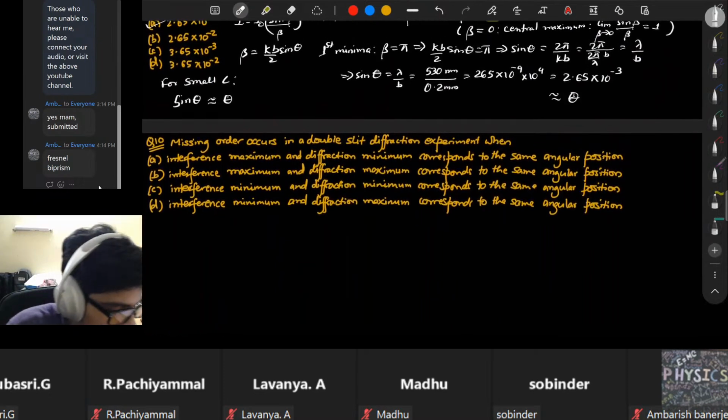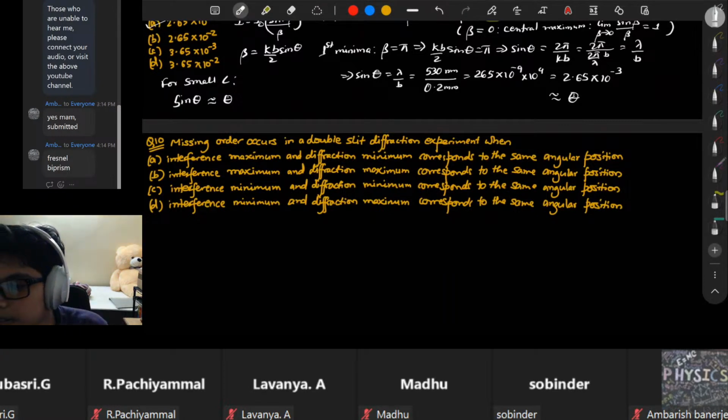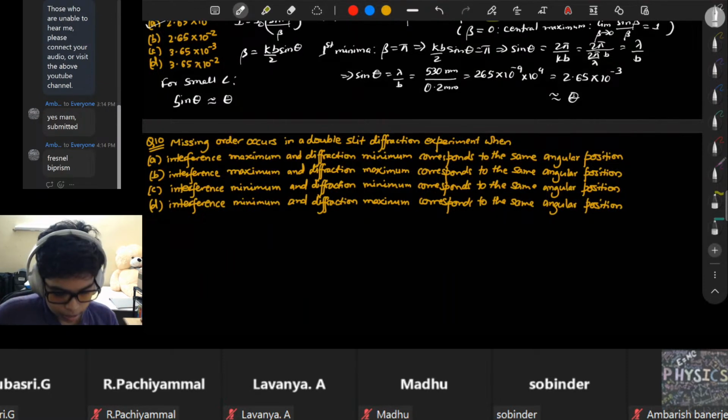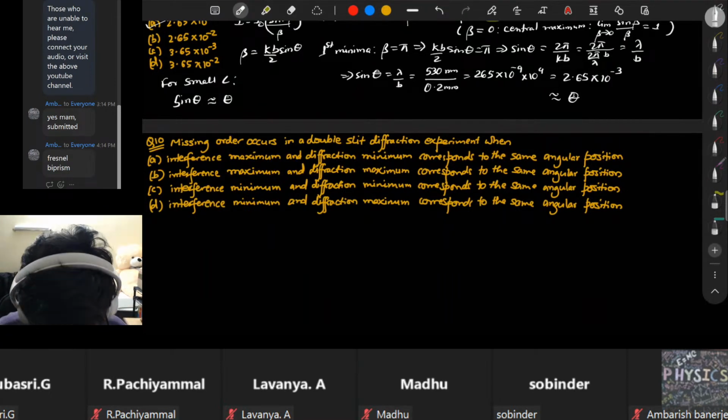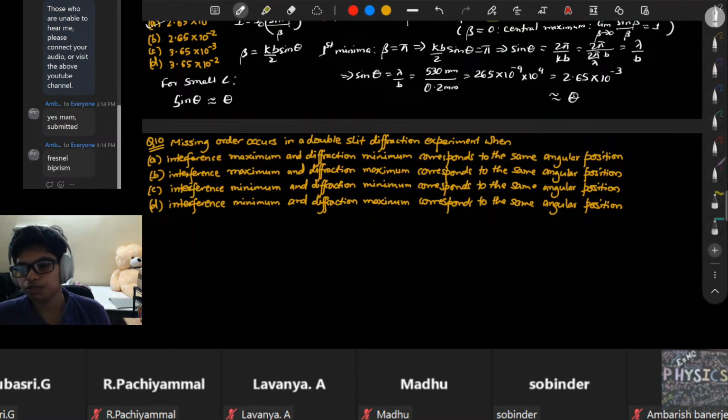Finally, we have the last question for this week. Let me stop the poll and relaunch it. So the question is, missing order occurs in a double slit diffraction experiment when option A, interference maximum and diffraction minimum correspond to the same angular position, or B, interference maximum and diffraction maximum correspond to the same angular position, or C, interference minimum and diffraction minimum correspond to the same angular position, or D, interference minimum and diffraction maximum correspond to the same angular position. Okay, I'll give you a minute.